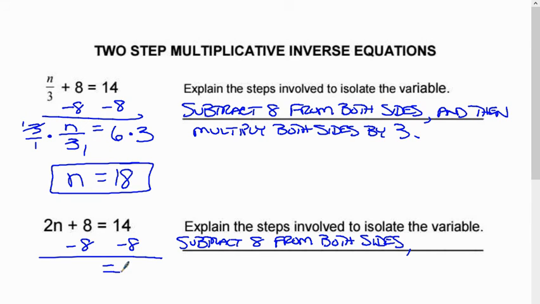On the left, 8 minus 8 is 0, again, leaving us with just 2n on the left. 14 minus 8 is equal to 6. So now the equation says 2n equals 6. All right, but we don't want the value of 2n, we want just 1n, which means that I'm going to have to divide by 2.